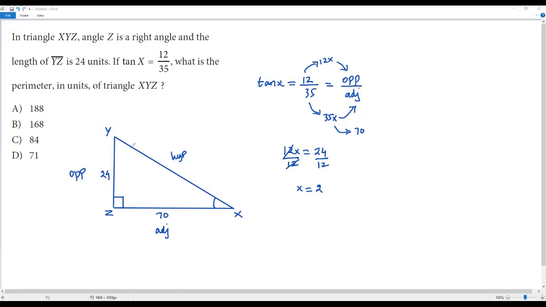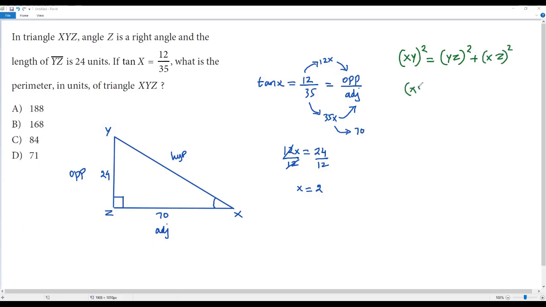Now, to get the perimeter of this triangle XYZ, we need the lengths of all the three sides. Here we have the lengths of two sides, so YZ and XZ. Still we have to get the length of XY, which is the hypotenuse. We can use the Pythagorean theorem to get the length of this hypotenuse. Okay, now let me write the Pythagorean theorem over here. That is the square of the hypotenuse XY squared equals the sum of the squares of the other two legs. That is YZ squared plus XZ squared.